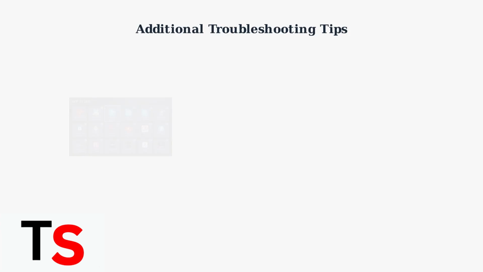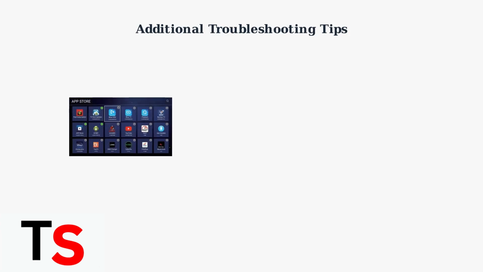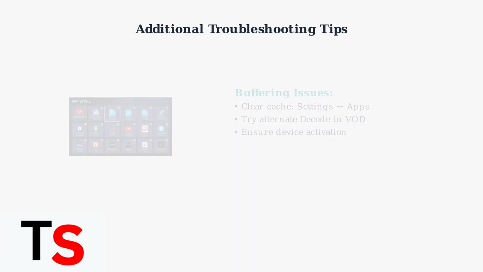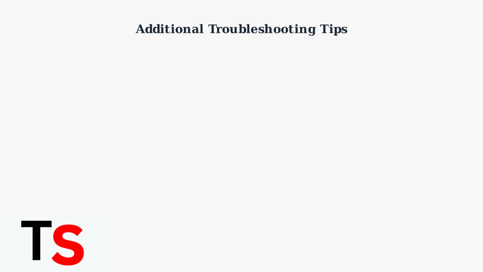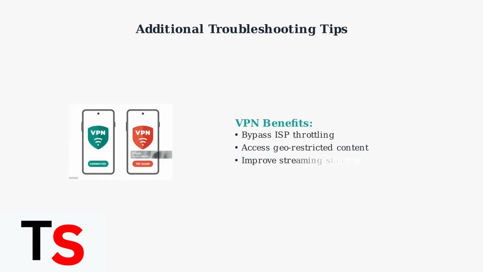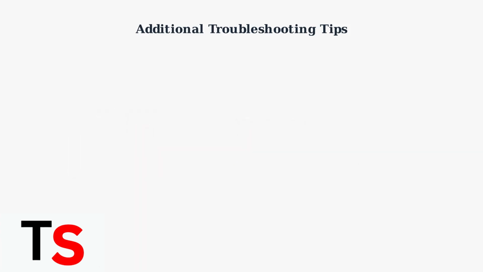Here are additional troubleshooting tips that can resolve specific issues you might encounter with your Superbox. For buffering issues, clear the app cache in Settings, then Apps. You can also try the alternate decode option in your VOD app settings for better performance. If you're experiencing geo restrictions or ISP throttling, consider using a VPN service to improve streaming performance and access.